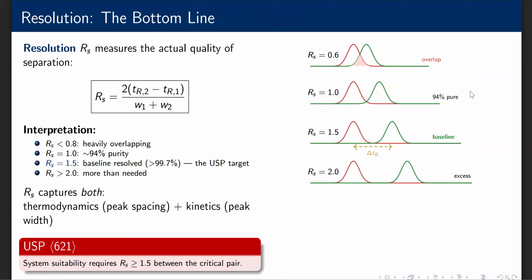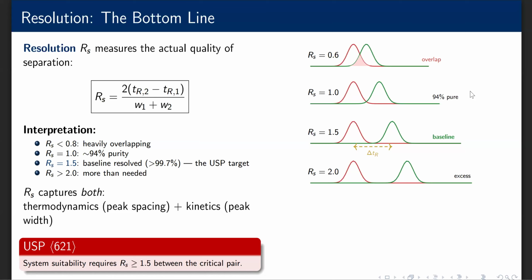So let's look at the resolution. Resolution, RS, is the single most important number in chromatography. It tells you how well two peaks are actually separated on the chromatograph. The formula is straightforward. Twice the distance between peak maxima divided by the sum of their base widths. Study the four visual examples on the right carefully.